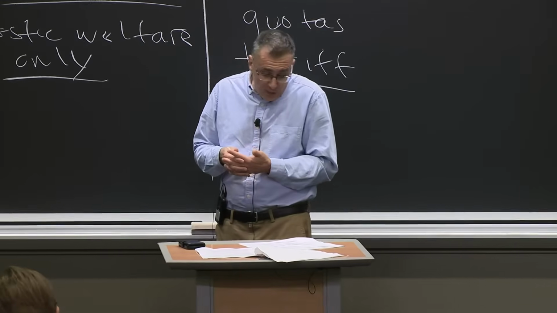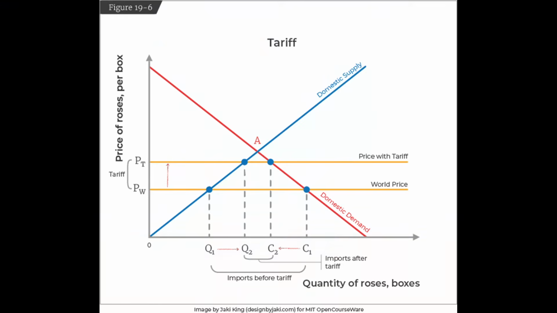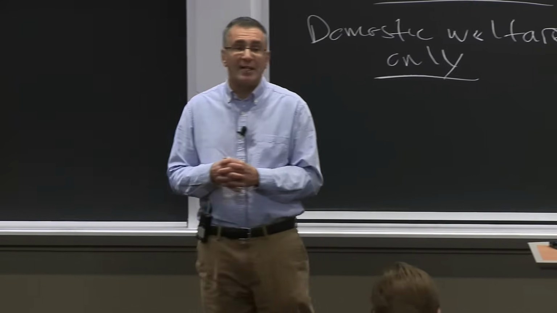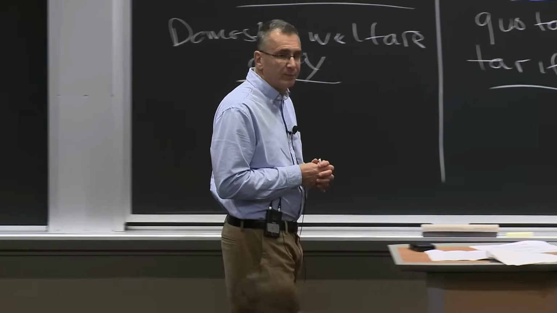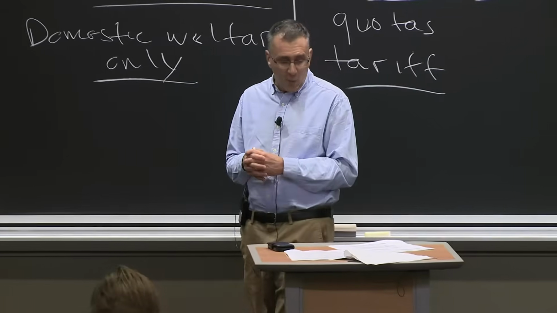Well, it's pretty straightforward. You just say, what is demand and supply at that new price? At that new price, there's lower demand for roses, so rose demand falls from C1 to C2. There's more domestic production of roses, so domestic production rises from Q1 to Q2. And the imports after the tariff shrink massively. The tariff had its desired effect. It shrunk imports. But what does this do to welfare?